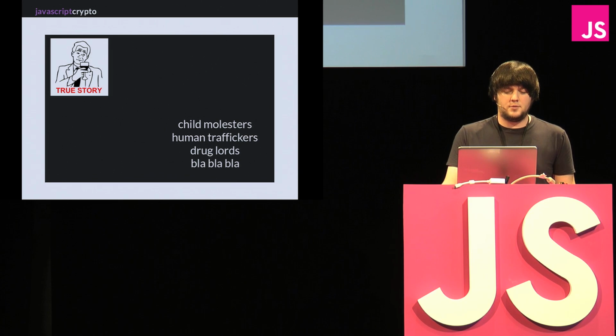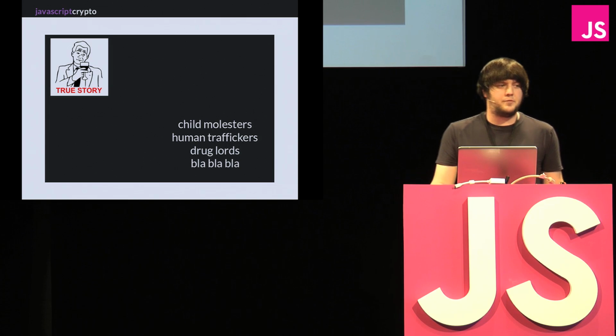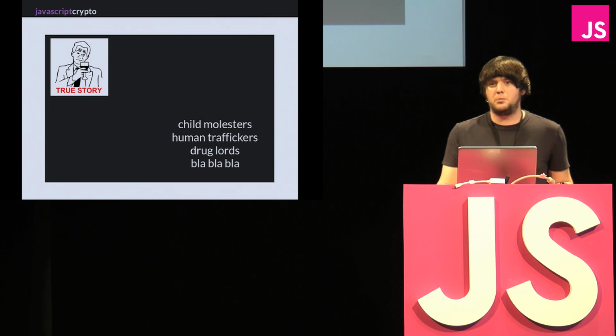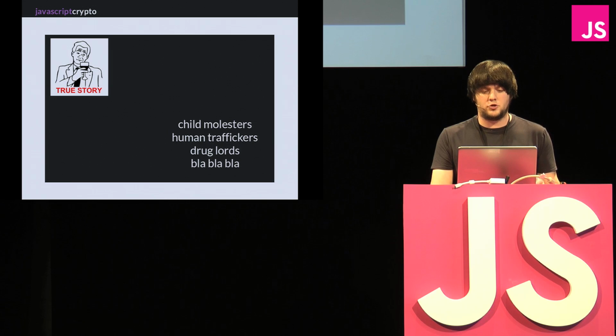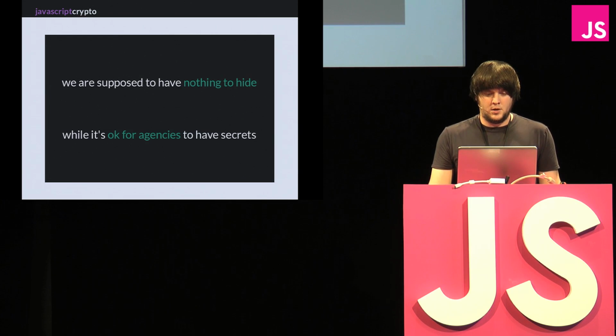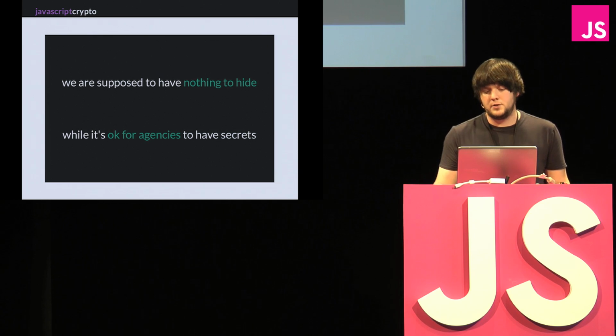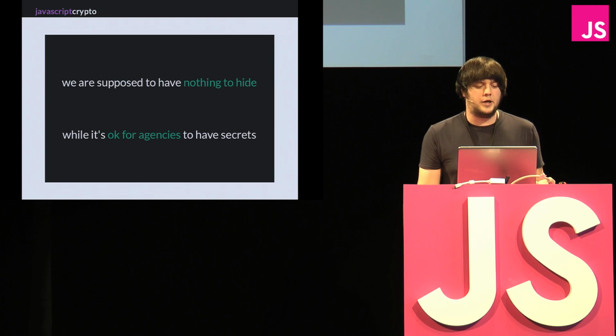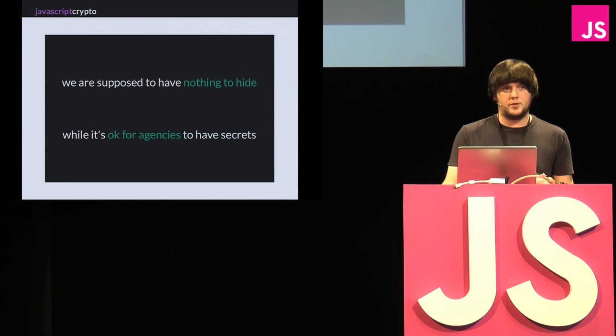But this is really an excuse. Do you think this is their major concern, to arrest human traffickers? I don't think so. It may be a byproduct, but it's certainly not the major operation. So this is just an excuse. And there's this imbalance. We are supposed to be completely transparent, while at the same time, agencies are allowed to have secrets. And I think this just doesn't work out.